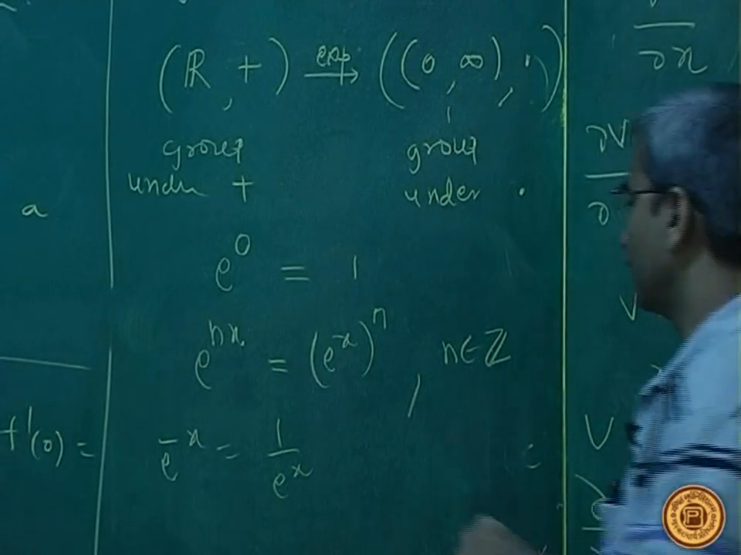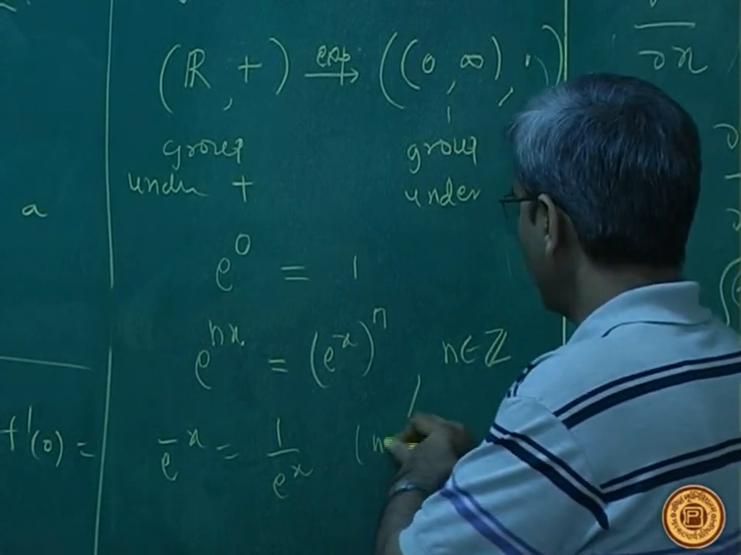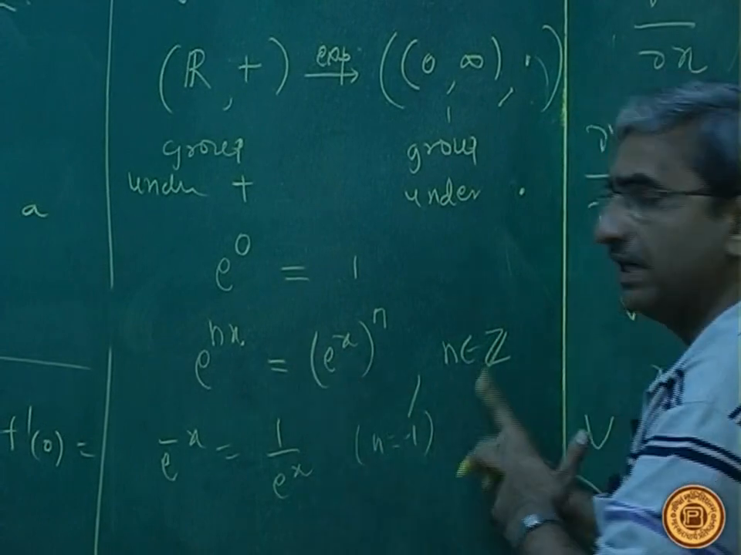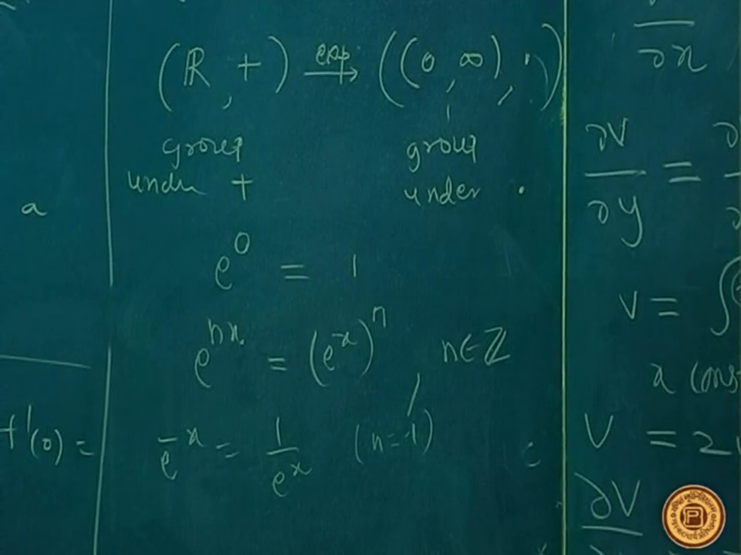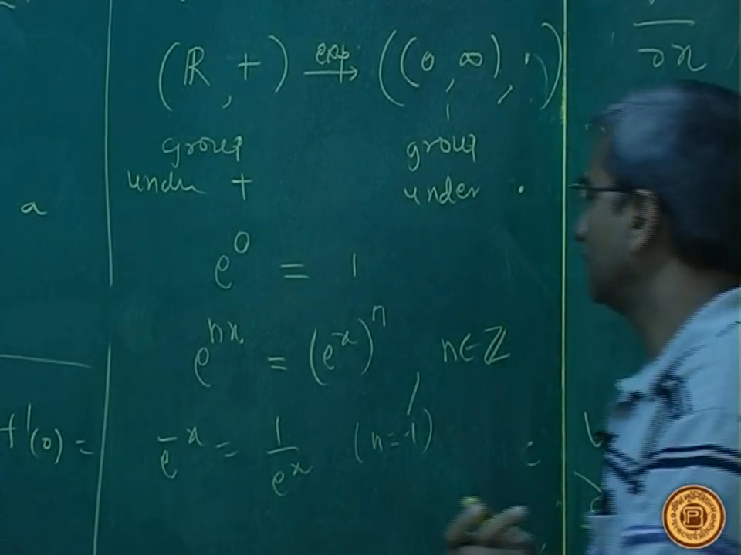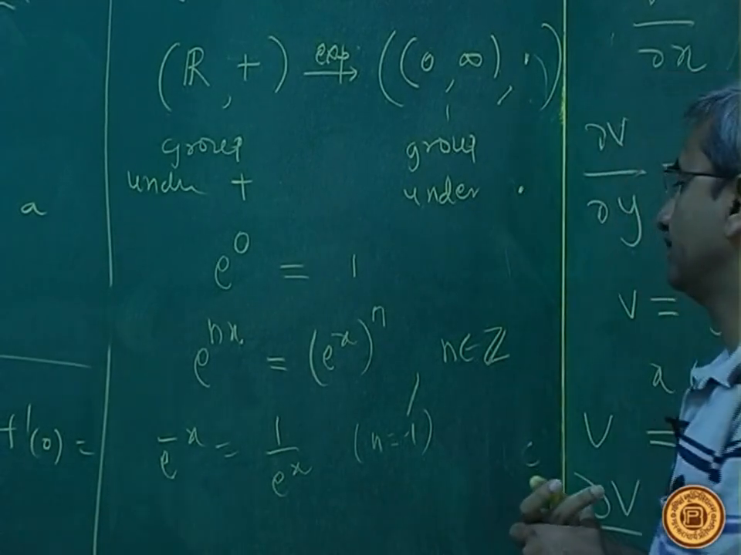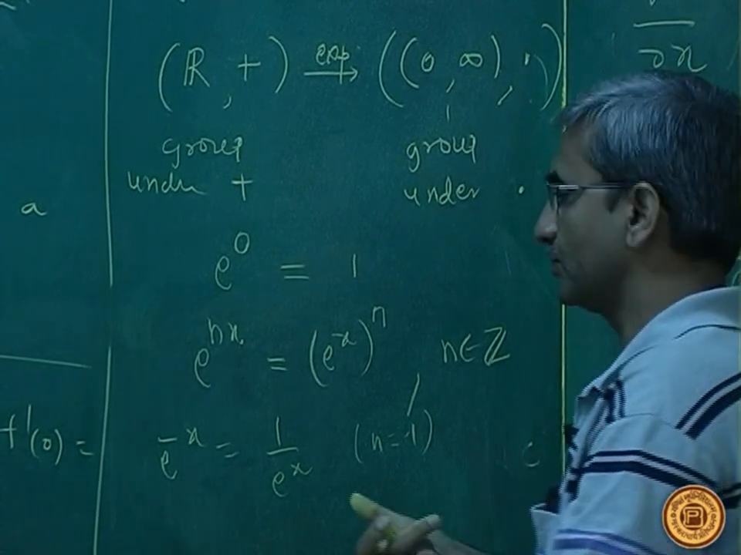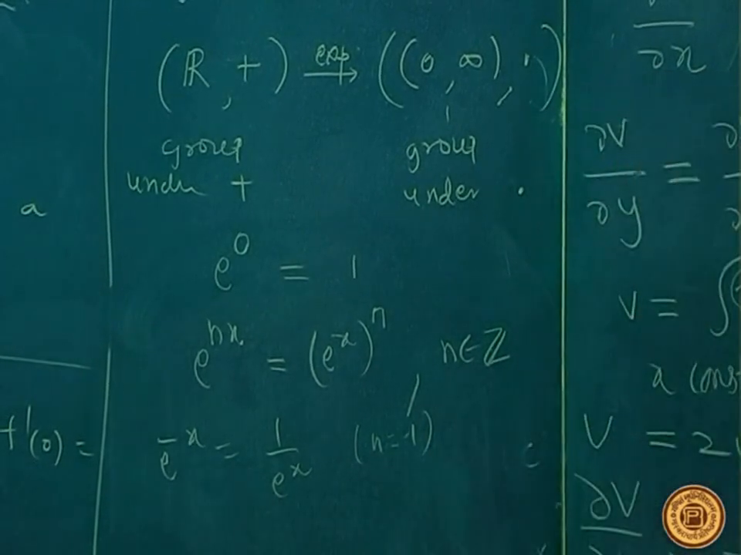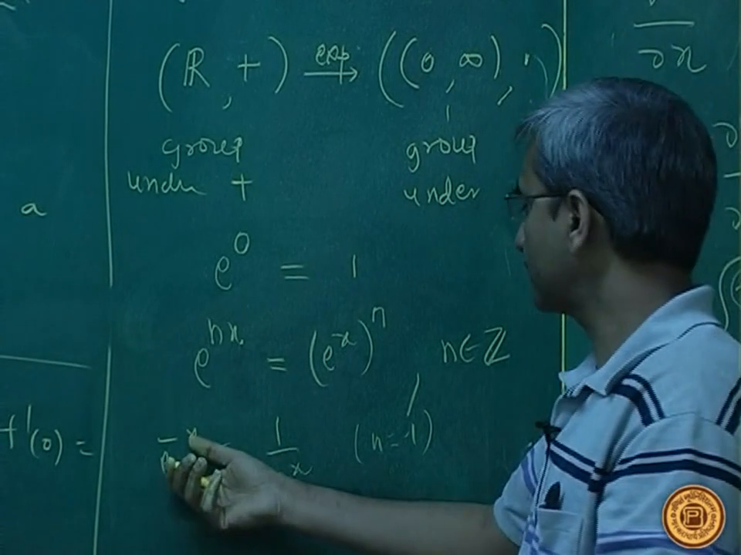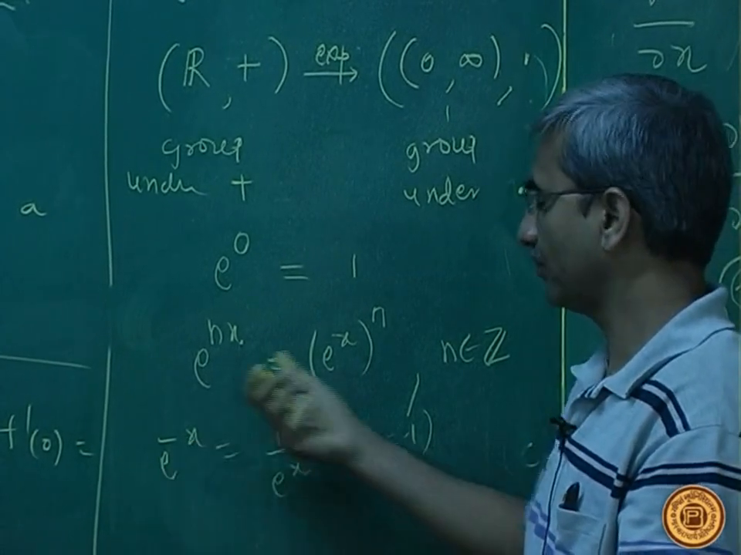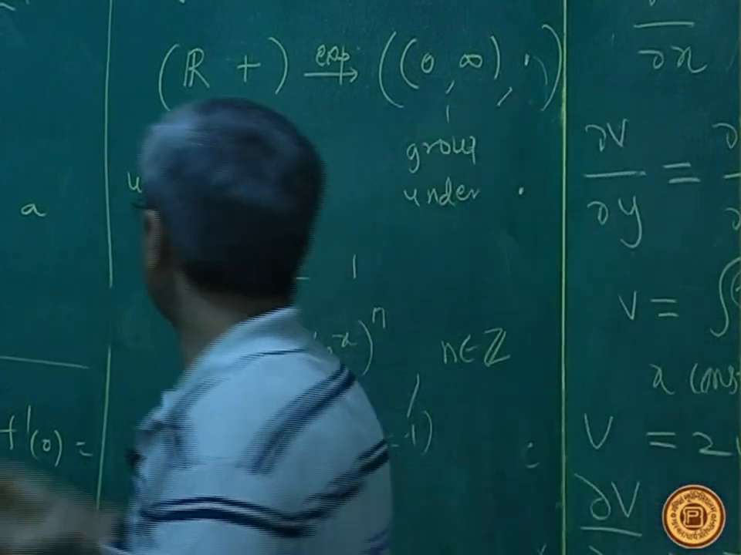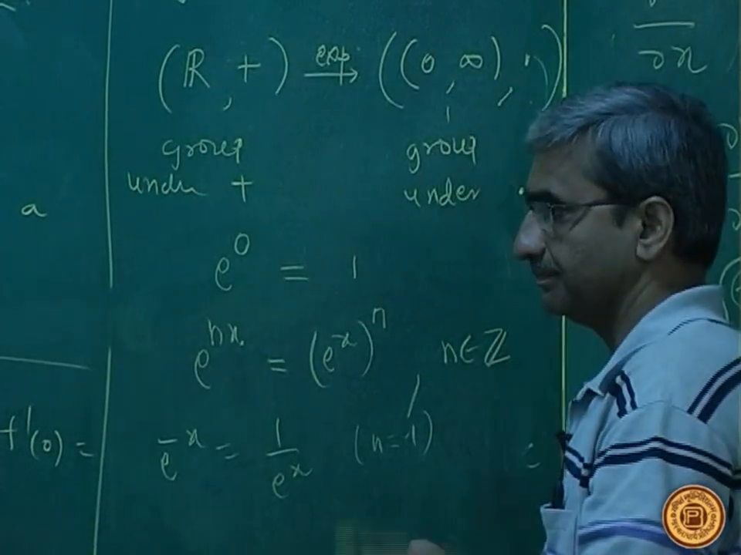Like that. What am I putting here? This n equal to minus 1 I have put. You may put any integer. Still this is valid because of the group isomorphism. Or you can just say inverse goes to inverse. Minus x goes to 1 upon phi of minus x is 1 upon phi x, because this group is under multiplication.